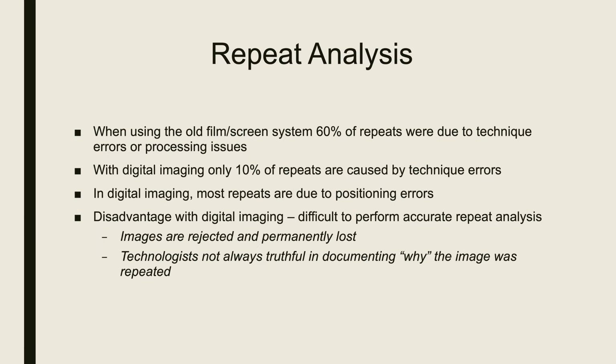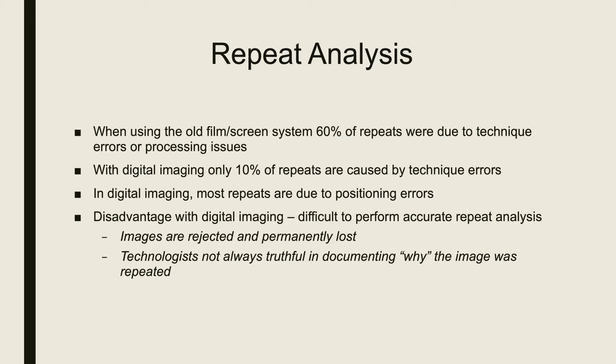Repeat analysis is the final portion of this section. When we used to use the old film screen systems, 60% of our repeats were due to technique errors or film chemical processing issues, because if your image was too light or too dark, you had to repeat it. With digital imaging, we don't have to repeat dark images, so we only have a 10% repeat rate that's caused by technique. The majority of repeats in digital imaging are due to positioning errors.